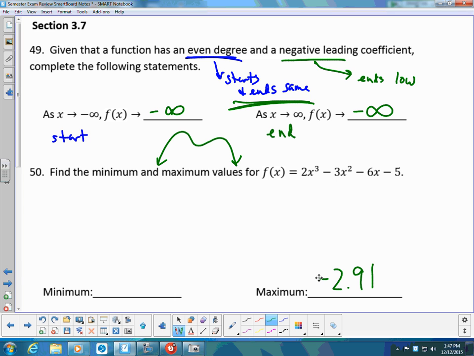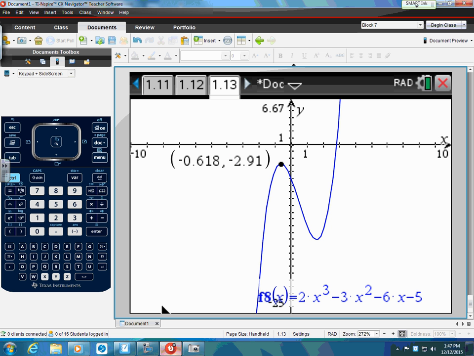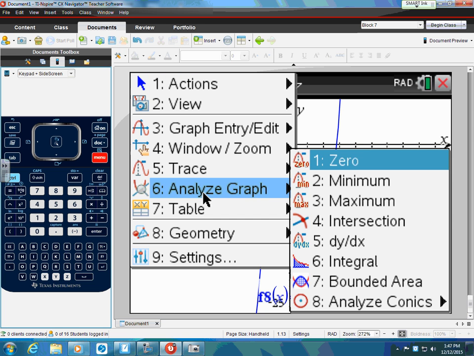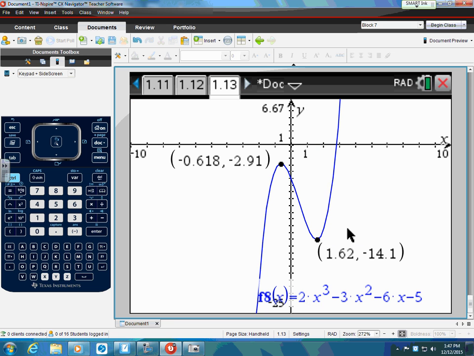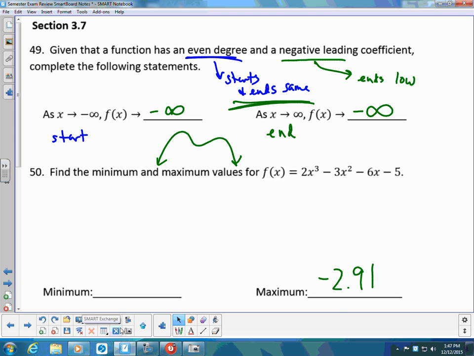Let's go back and find that minimum value. That's this value that I'm pointing to right here. So I'm going to go Menu, Analyze Graph. This time I want minimum. So I'm going to go to the left of that minimum and click. I don't want to go way far. This would be too far. I want to go just to the left of the minimum and click, and to the right of the minimum and click. And I'm getting this ordered pair, which means negative 14.1 is the relative minimum for this point. So negative 14.1 is what we fill in right here.